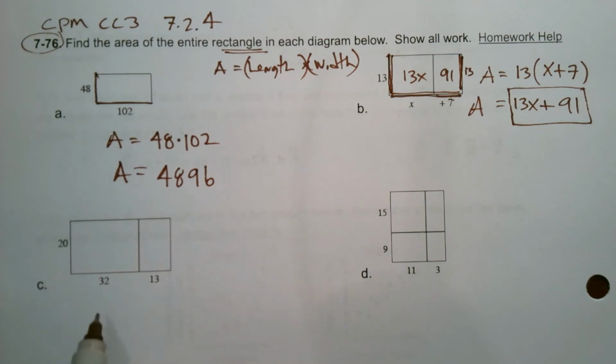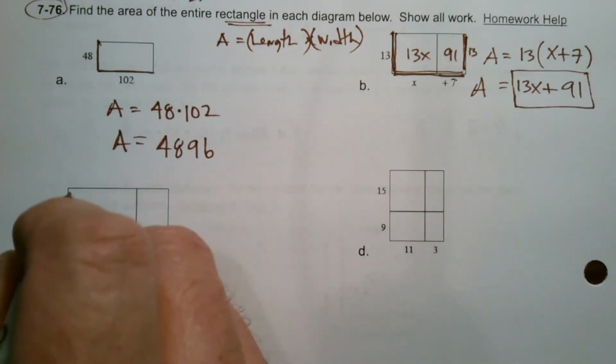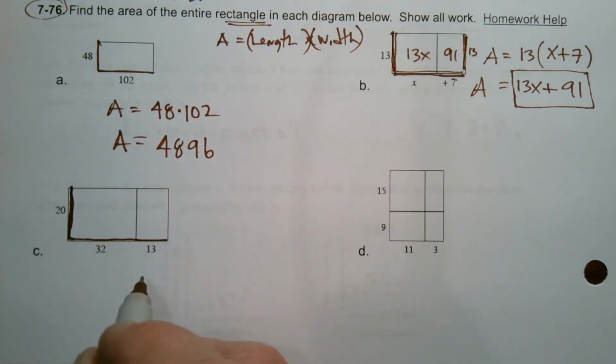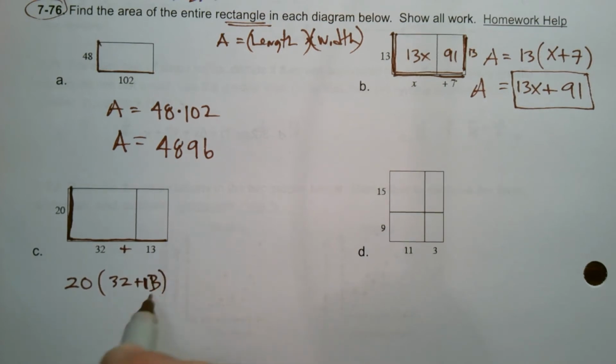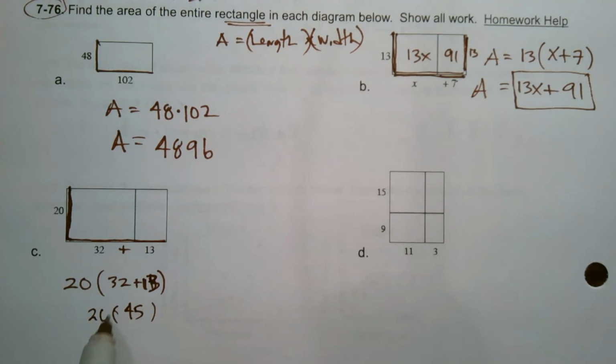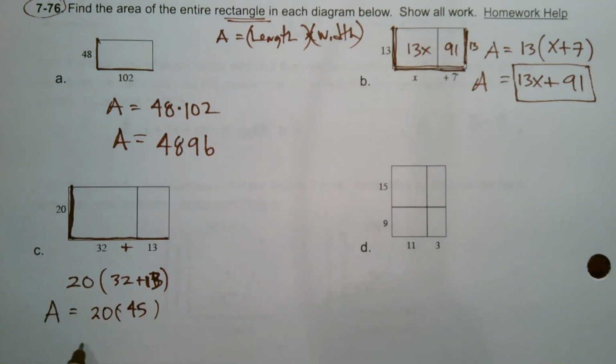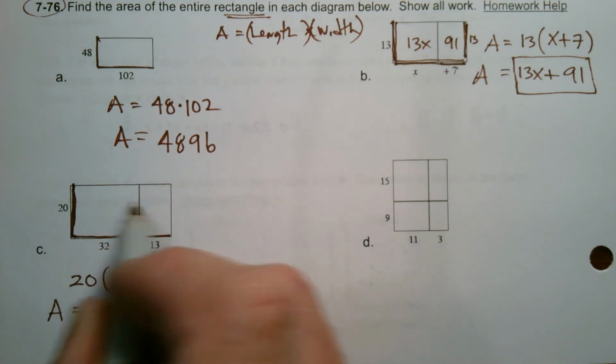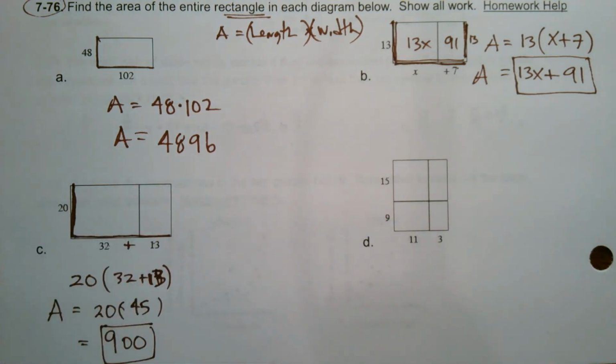I can do the same thing with this one. I can find the area of the whole thing by taking the 20 times this entire length, and to find that whole length, you add those two together. So we would say 20 times 32 plus 13. I do what's inside first, and 32 plus 13 is 45. So it's 20 times 45, and if I simplify that, the area is 900. I could have also found it by multiplying 20 times 32 and 20 times 13 and adding them separately. So, different ways to look at this.